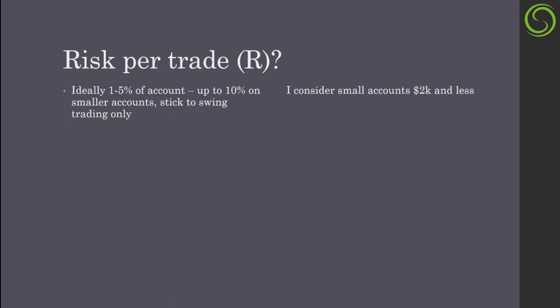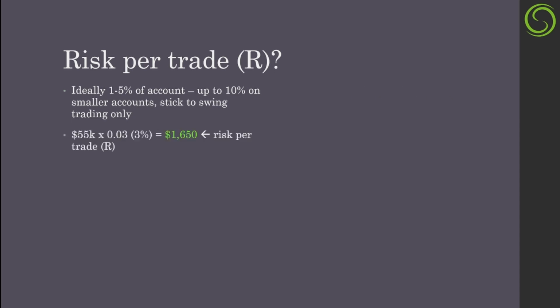I have some great option strategies for these kinds of accounts that I'll be showing in videos later on when I cover options. So how you calculate R is to multiply your account value and the percentage you choose. So in this example, the account value is $55,000 multiplied by 3%, and that'll get you an R of $1,650. That would be your R going forward, your risk per trade.